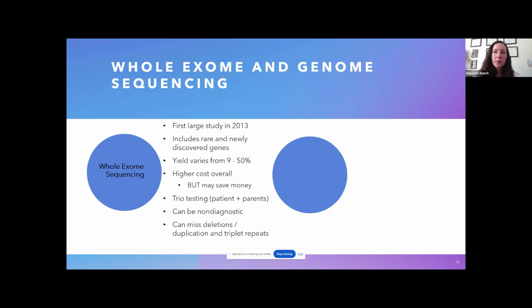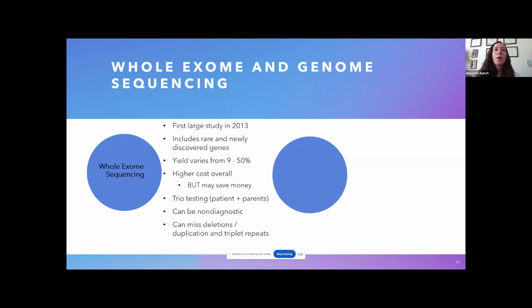It's often done in trios, and what that means is you do the patient and both of their biological parents. It helps explain the results when you have the parent's DNA, especially if the parents don't have the symptom and the patient does have the symptom, then you know if there's anything questionable or funny. If the parent has it, then you know it's probably not related to their symptoms.